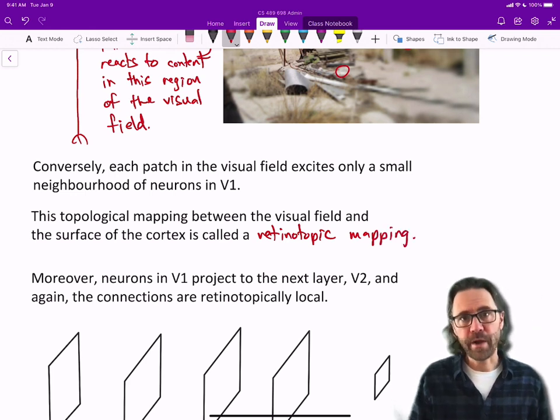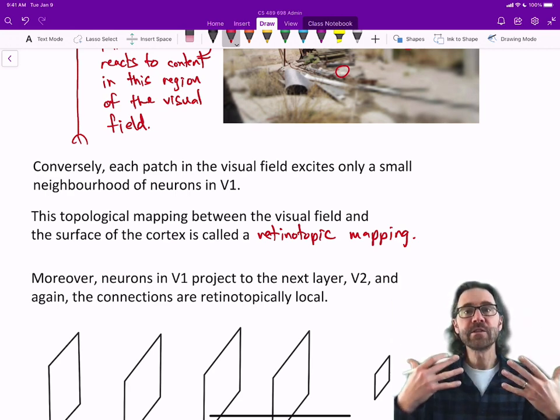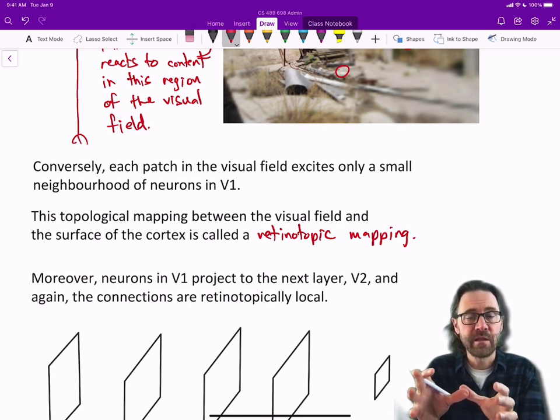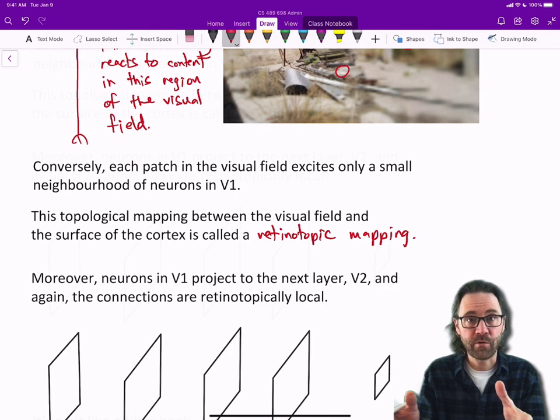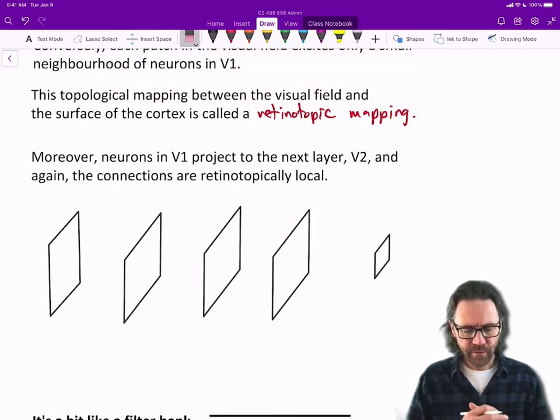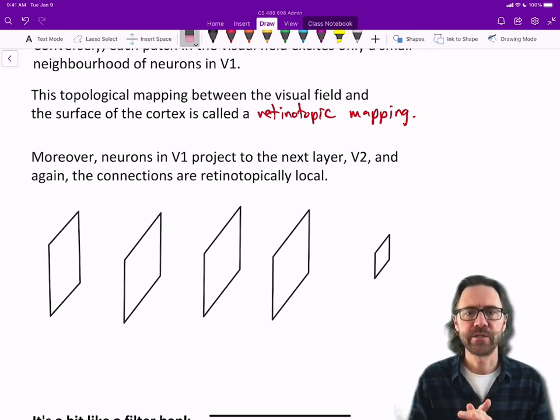Retino because it's from the retina. So the visual scene that spatially lands on the retina maintains a lot of its spatial information, even in the neural resources assigned to it in the cortex. Moreover, neurons in V1 project to the next layer, V2, and again, the connections are retinotopically local.